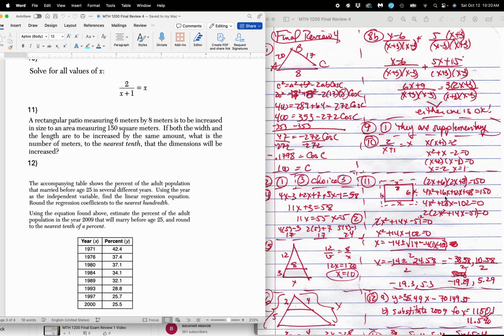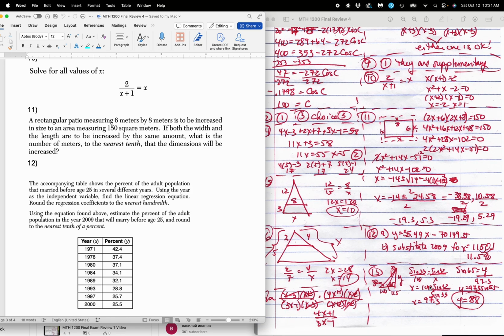I double distribute. 4x squared plus 16x plus 12x plus 48 is 150. Subtract the 150 to get it all on one side. 4x squared plus 28x minus 102 equals 0. Factor out that 2, and I'm left with 2x squared plus 14x minus 51 is 0. I try to factor it. It gets me absolutely nowhere. So I plug it into the quadratic formula, and it works out to be, I could have a possible negative length of negative 19.3 or a positive length of 5.3, and 5.3 clearly has to be the answer because you cannot have a negative length.